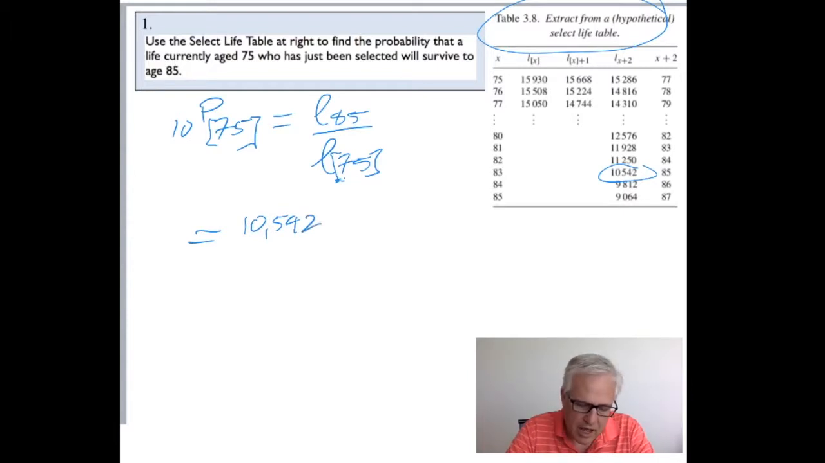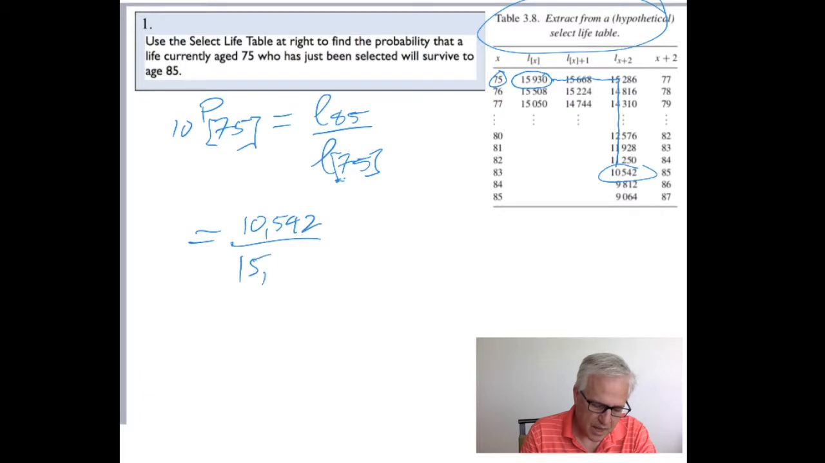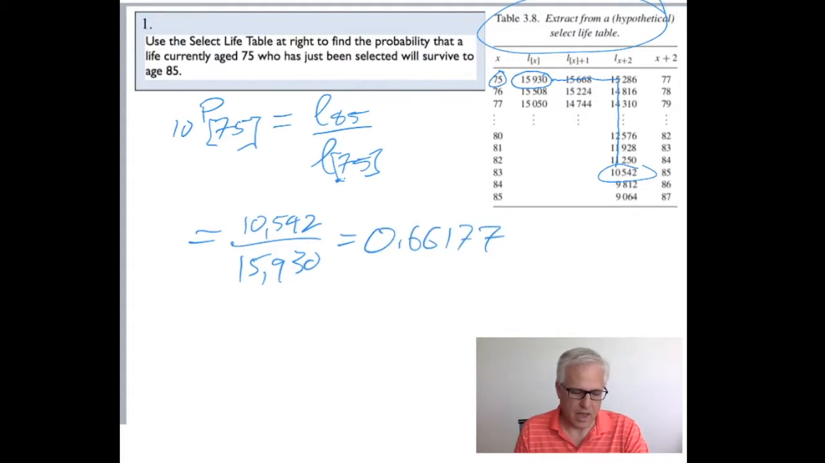And then if I look at lives selected at age 75, I'm looking at the age on the left, and I can think of the lives as moving right and then down. I need to divide that by 15,930. And when I do that division, I get 0.66177. And that's the complete answer to that question.